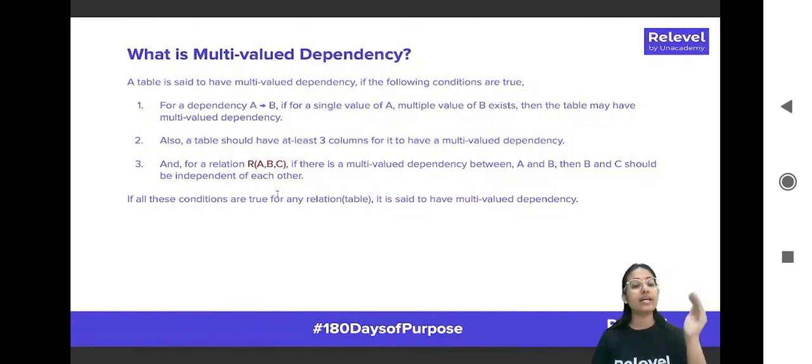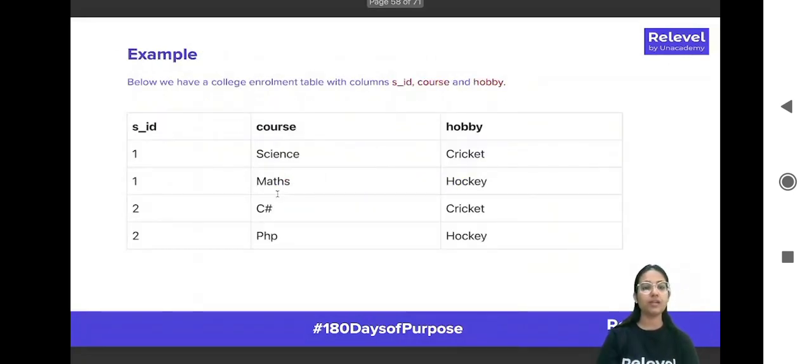And if all the above 3 conditions are true for any table, then it means that the table has multi-valued dependency. Remember, all the 3 conditions should be true, not just 1 or 2. All the 3 should be true in order to say that multi-valued dependency exists. Again, we'll try to understand this concept by taking an example.